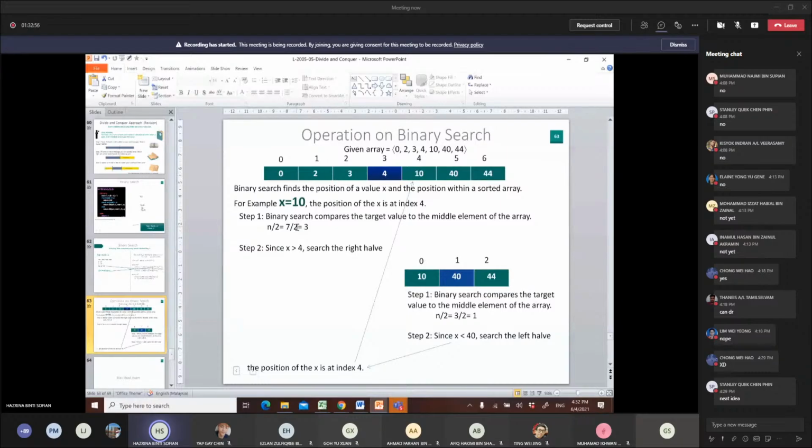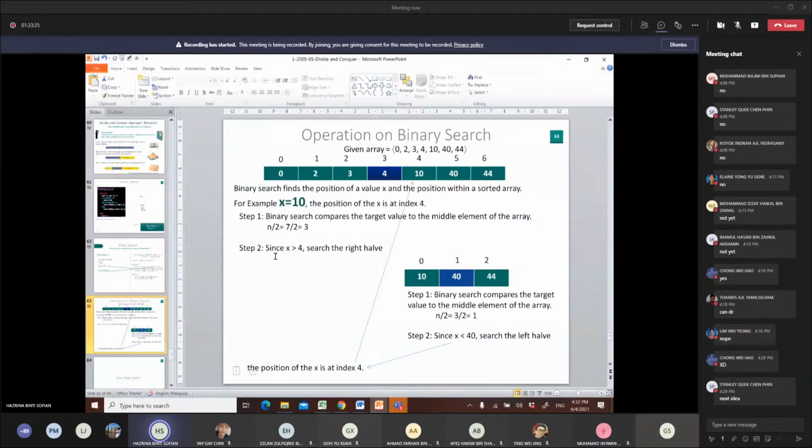Right now, I can see that there are only 2 steps. It still uses the divide and conquer approach. The first step in binary search is to compare the target value to the middle element of the array. So we take n divided by 2. Right now 1, 2, 3, 4, 5, 6, 7. There are 7 elements, and we divide by 2.